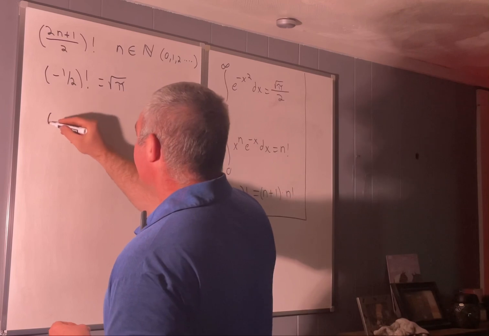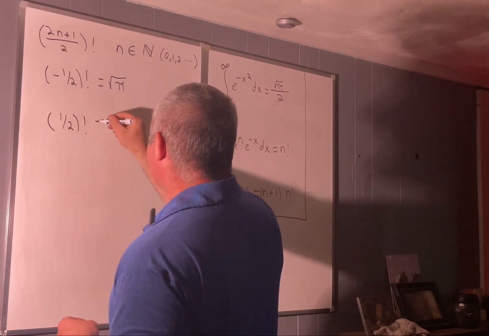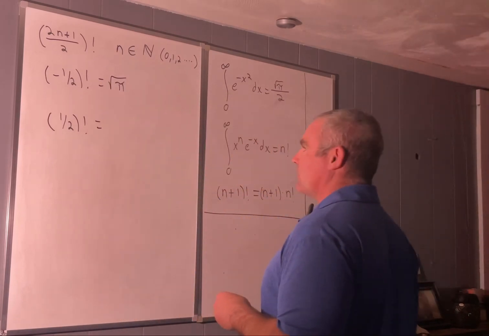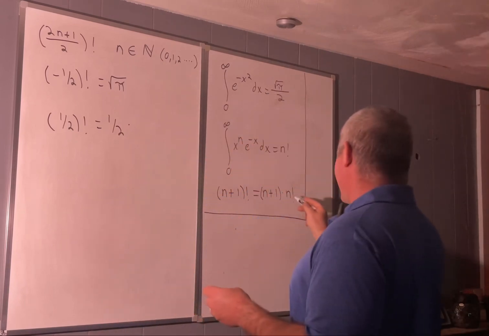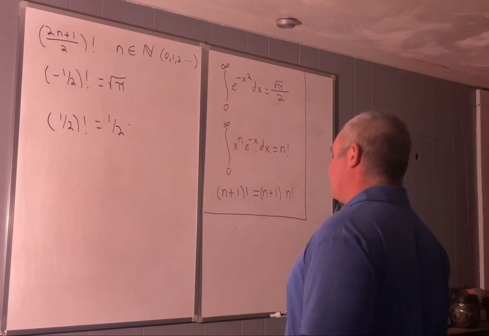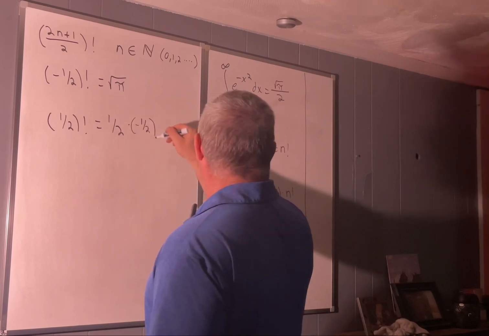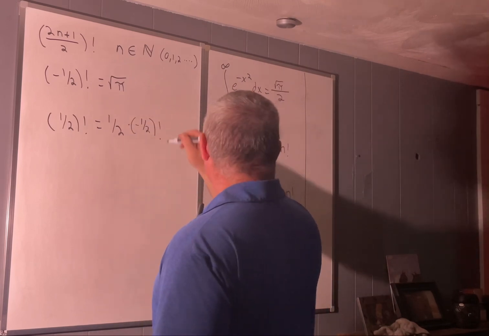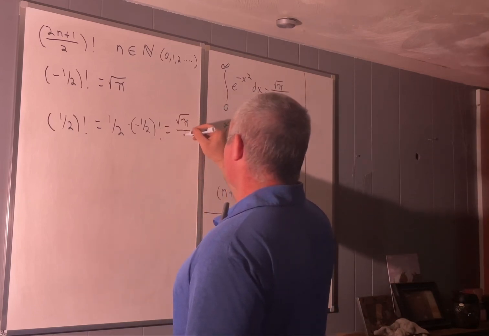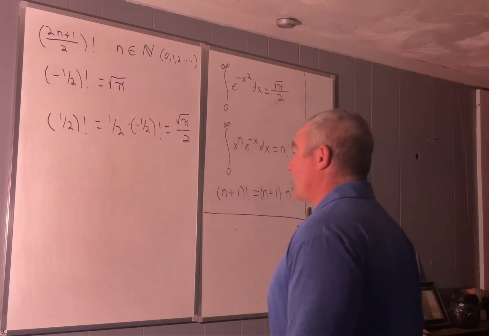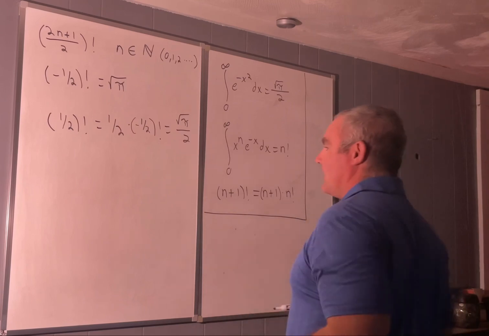All right. So that would mean that 1/2 factorial is equal to, well, we said n plus 1 was 1/2, so that's going to be 1/2 times, well, what's n? If n plus 1 is 1/2, then n is negative 1/2. So that's times negative 1/2 factorial. And that would be equal to the square root of pi over 2, since we already know what negative 1/2 factorial is. Square root of pi times 1/2 is square root of pi over 2.